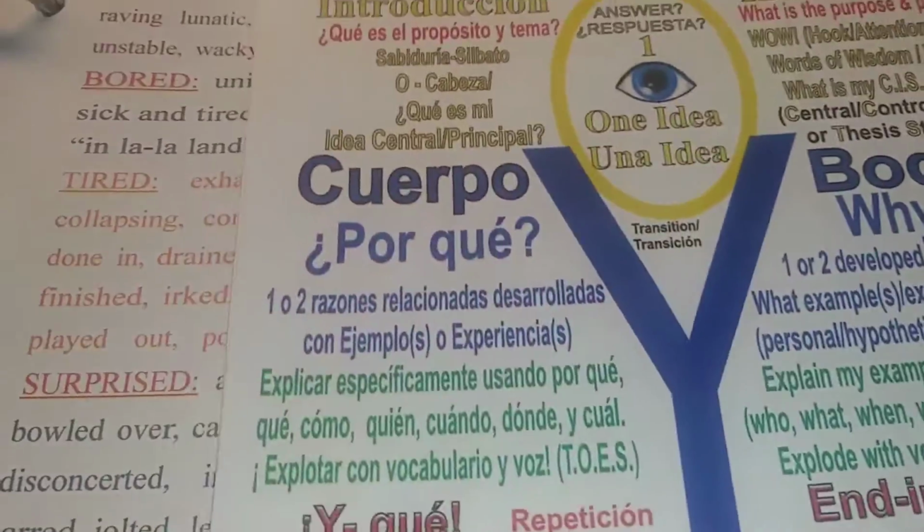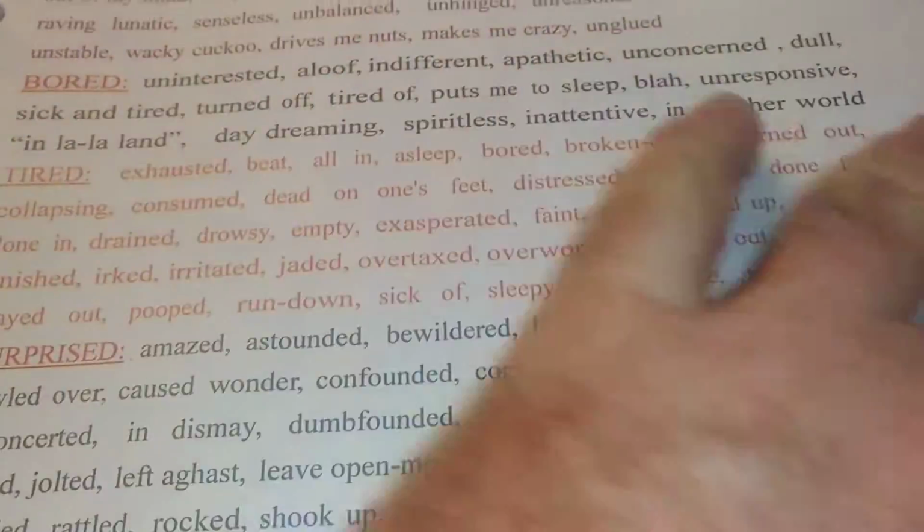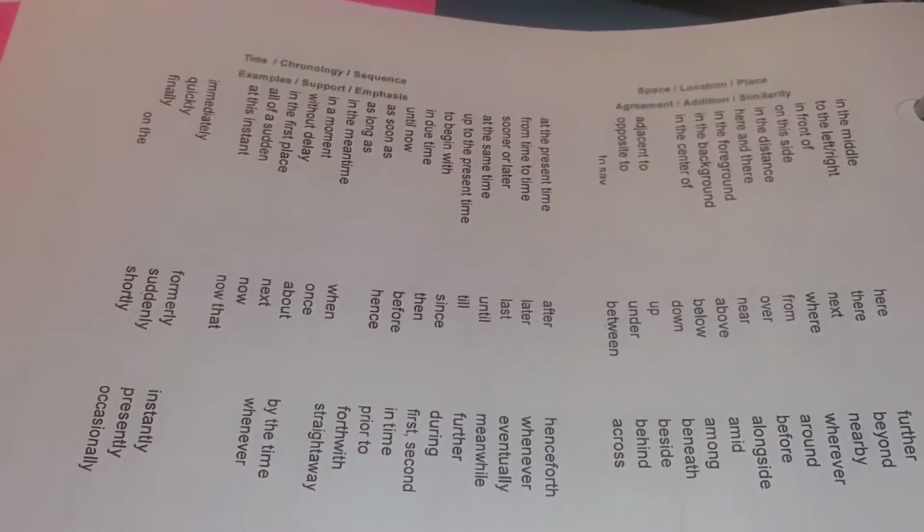Transitions is the next part of the T. So if you go into my binder, this year's version is on page 251. It's got 2 whole pages of transition words and phrases that your kids can use.